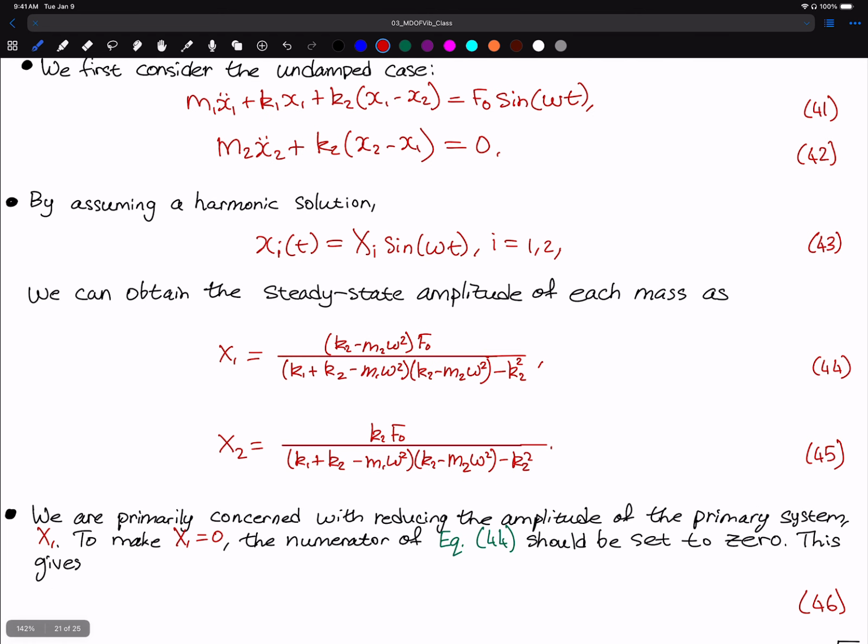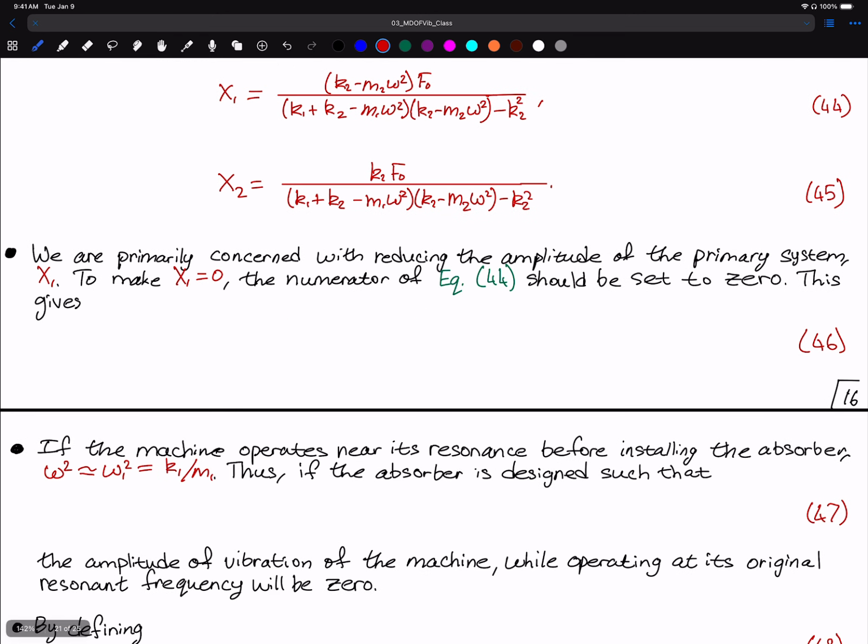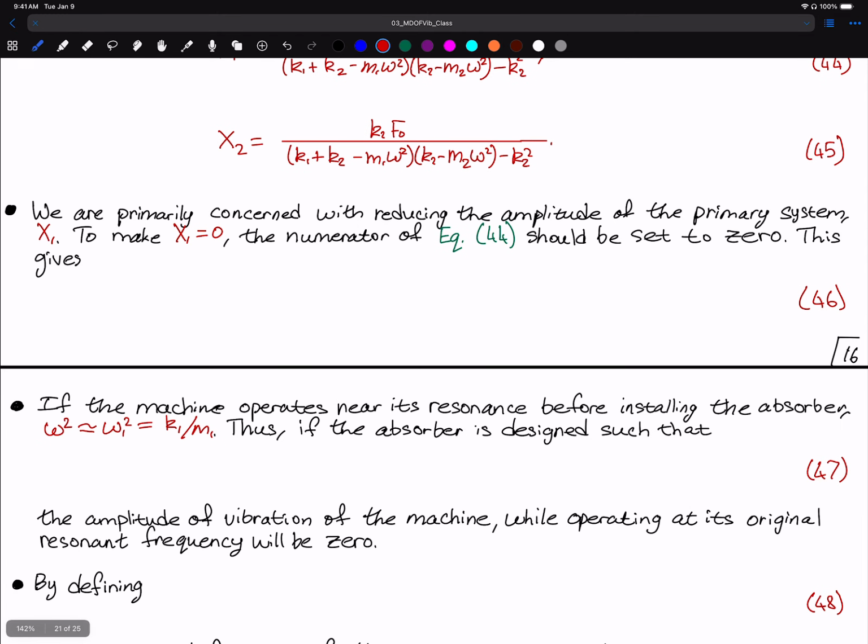We're also interested in reducing the motion of x1 in this case. So we're primarily concerned with reducing the amplitude of the primary system, that's big X1. Our goal is to make big X1 have an amplitude of 0. To do that, we need to make the numerator of equation 44 be set to 0. This will end up giving us that omega squared must be equal to k2 divided by m2.